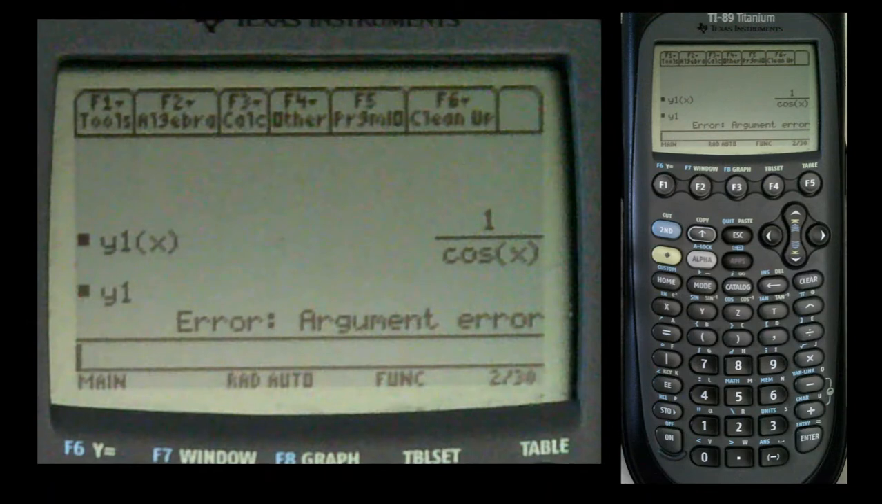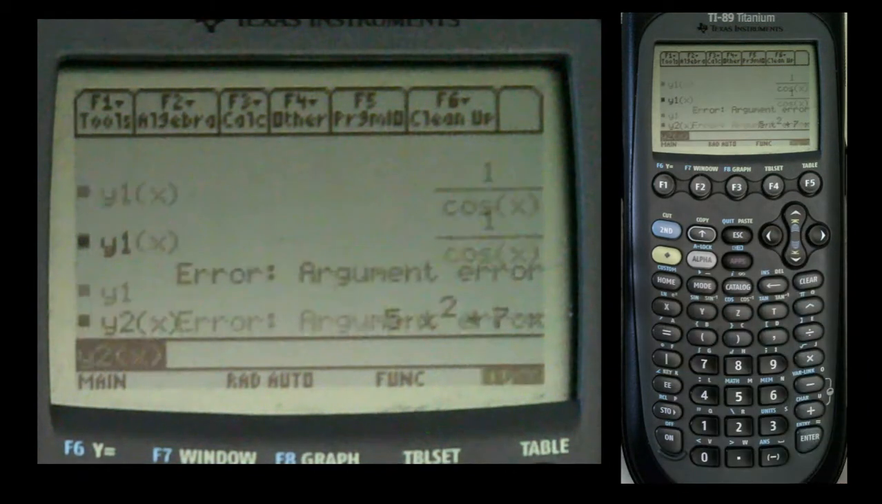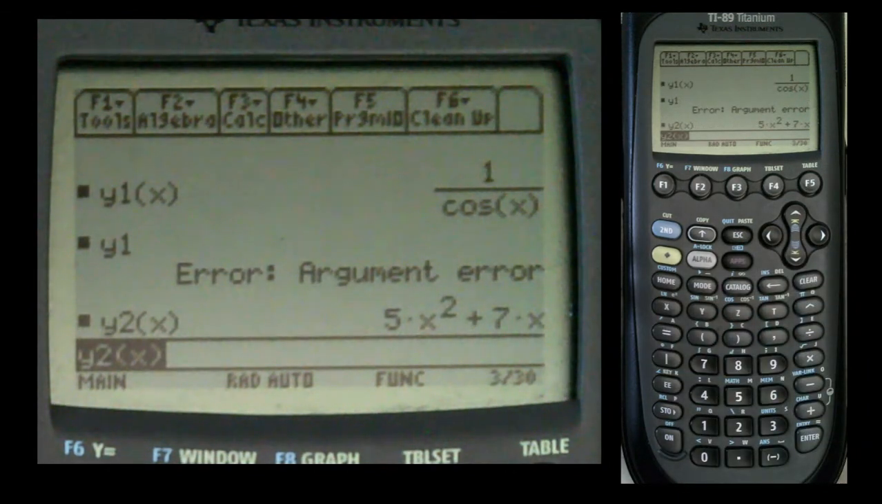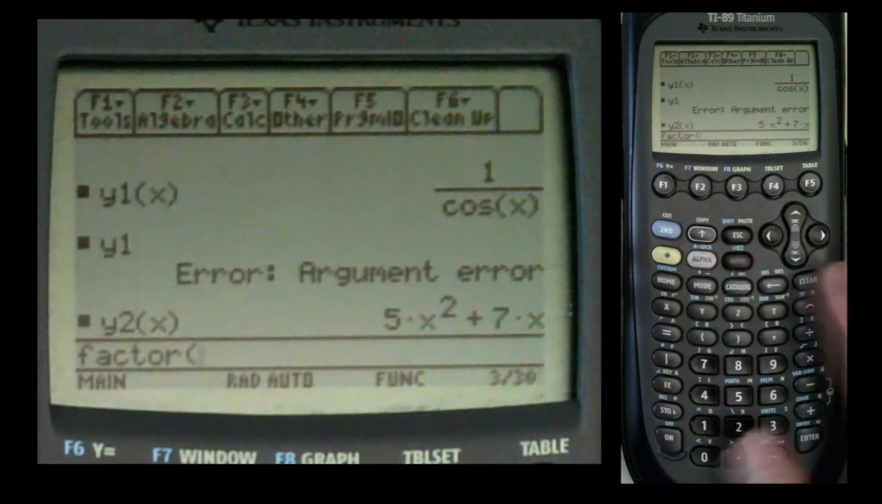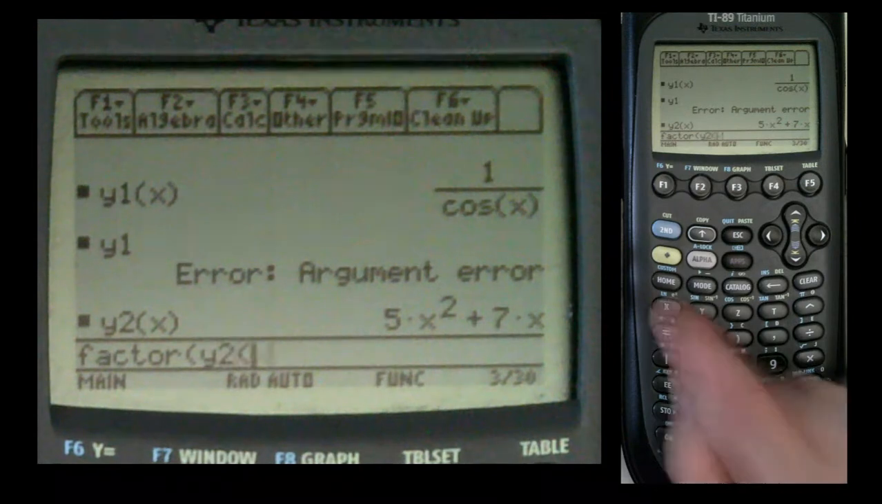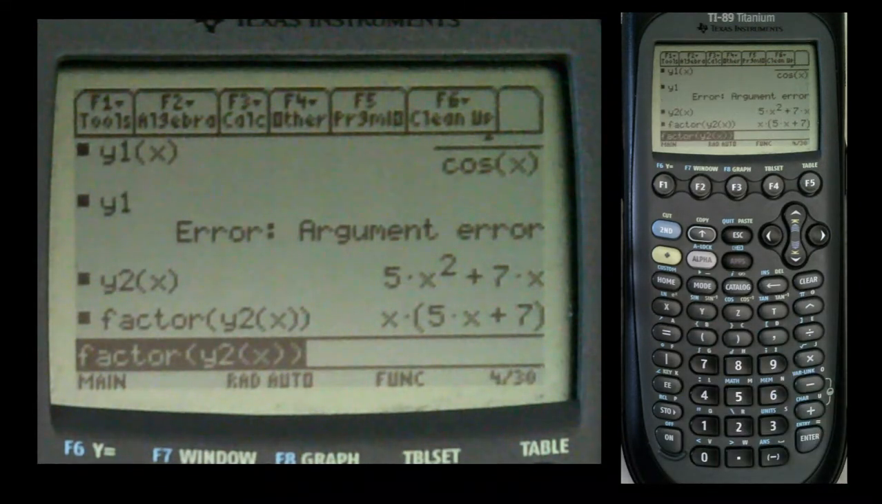So what can we do with this? Well, the first thing, if we take that polynomial, which here I'll pull in so you can see what it is, y2 of x is 5x squared plus 7x. We could just type in factor y2 of x, close the parentheses, and it'll factor it for us. So you can do the manipulations of these functions by just typing in y2 of x.